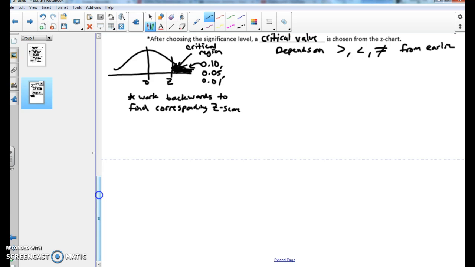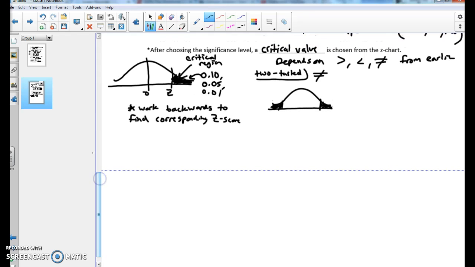Okay, so we said there were 3 different types. There was the two-tailed, which was when you had not equals to. And in that situation, you're going to have a little bit on the top end and a little bit on the bottom end, okay? And so you're going to have your distributions.